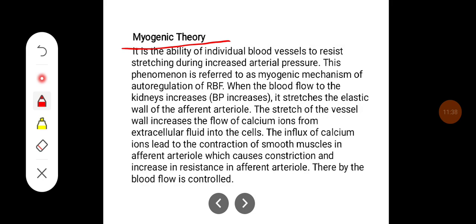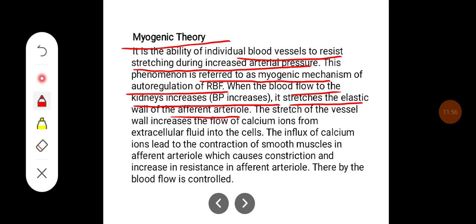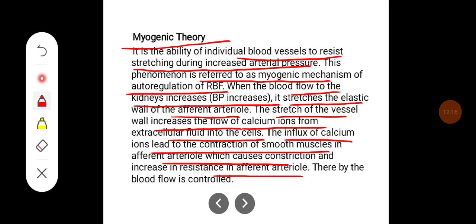Myogenic theory: it is the ability of an individual blood vessel to resist stretching during increased arterial pressure. This phenomenon is referred to as the myogenic mechanism of autoregulation of renal blood flow. When the blood flow to the kidneys increases, it stretches the elastic wall of the afferent arteriole. The stretch of the wall increases the flow of calcium ions from extracellular fluid into the cells. The influx of calcium ions leads to the contraction of smooth muscles in the afferent arteriole, which causes constriction and increased resistance in the afferent arteriole. Thereby, blood flow is controlled.